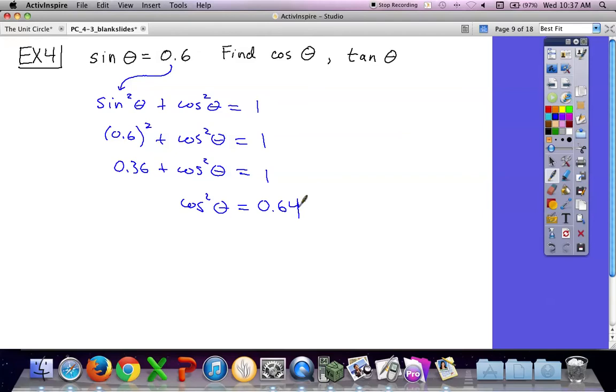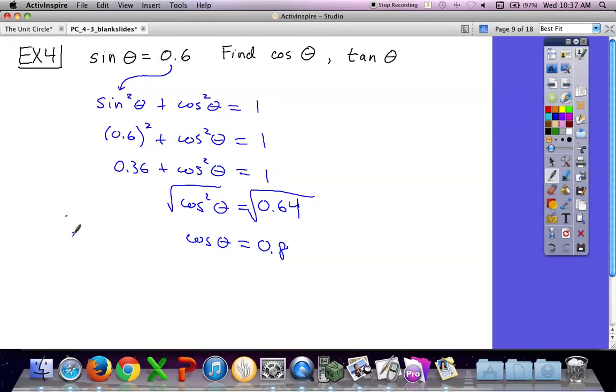Take the square root of both sides. Cosine equals 0.8. So we used an identity to find the cosine. How are we going to find the tangent?